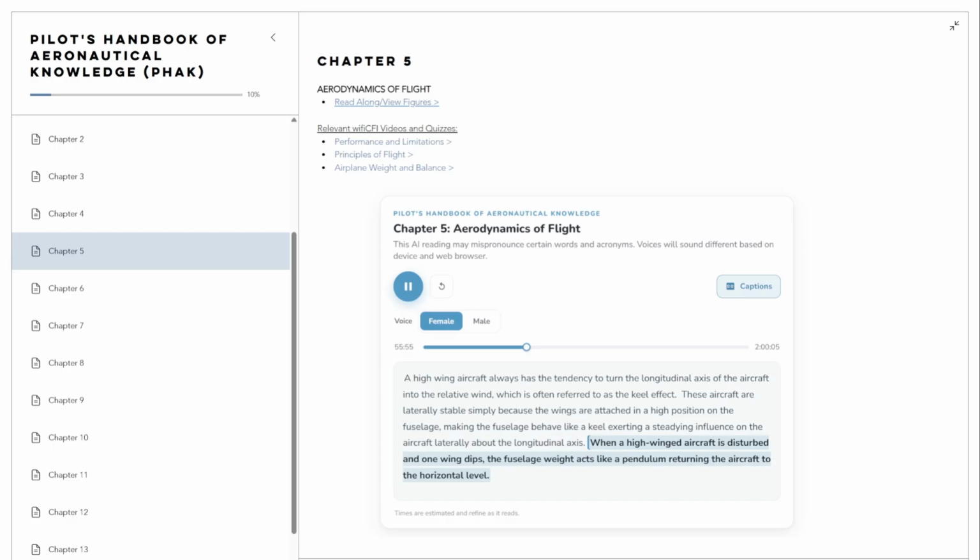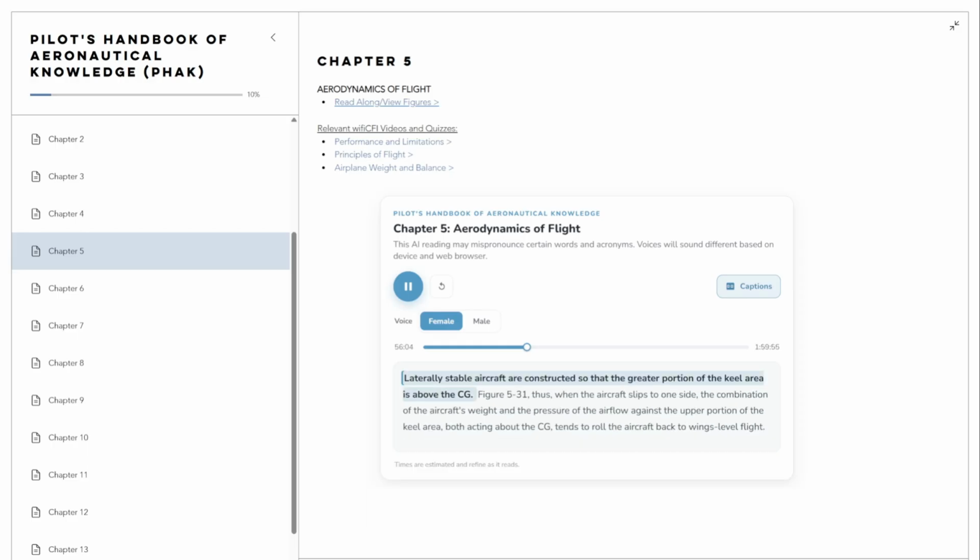When a high-winged aircraft is disturbed and one wing dips, the fuselage weight acts like a pendulum returning the aircraft to the horizontal level. Laterally stable aircraft are constructed so that the greater portion of the keel area is above the CG. Figure 5-31. Thus, when the aircraft slips to one side, the combination of the aircraft's weight and the pressure of the airflow against the upper portion of the keel area, both acting about the CG, tends to roll the aircraft back to wings level flight.